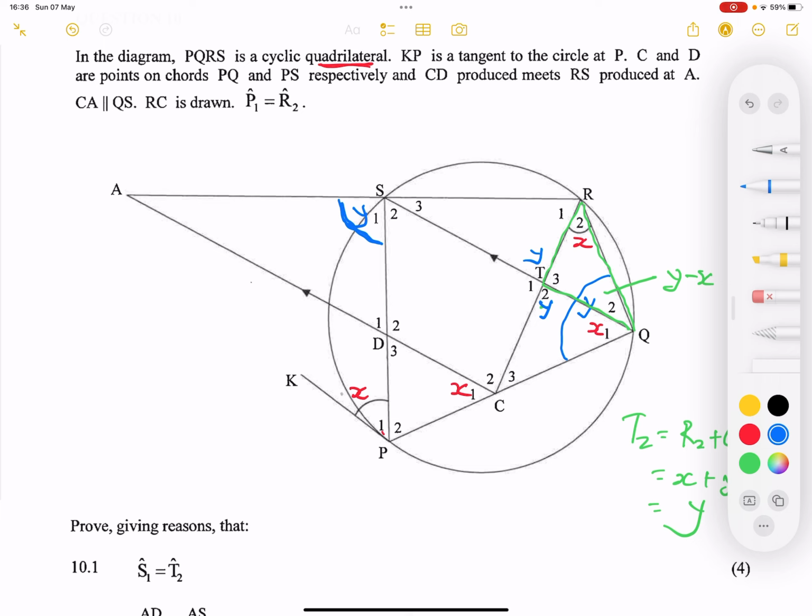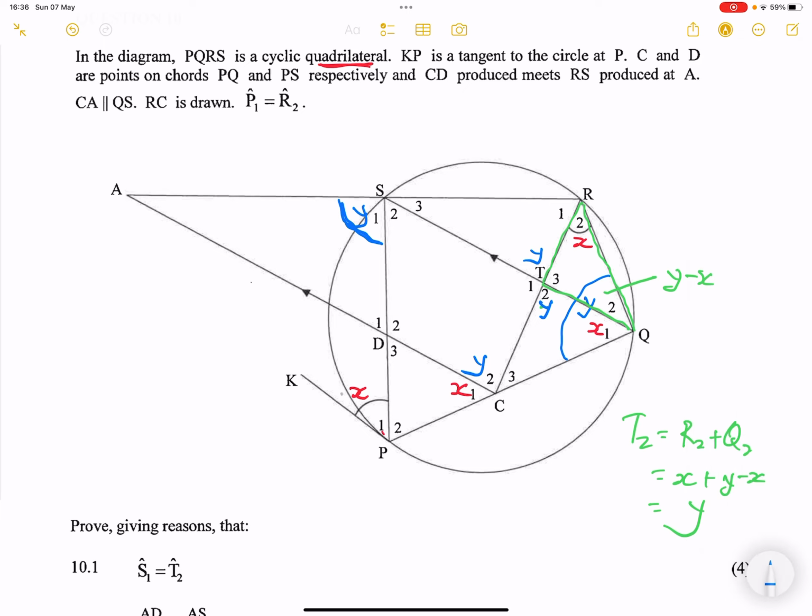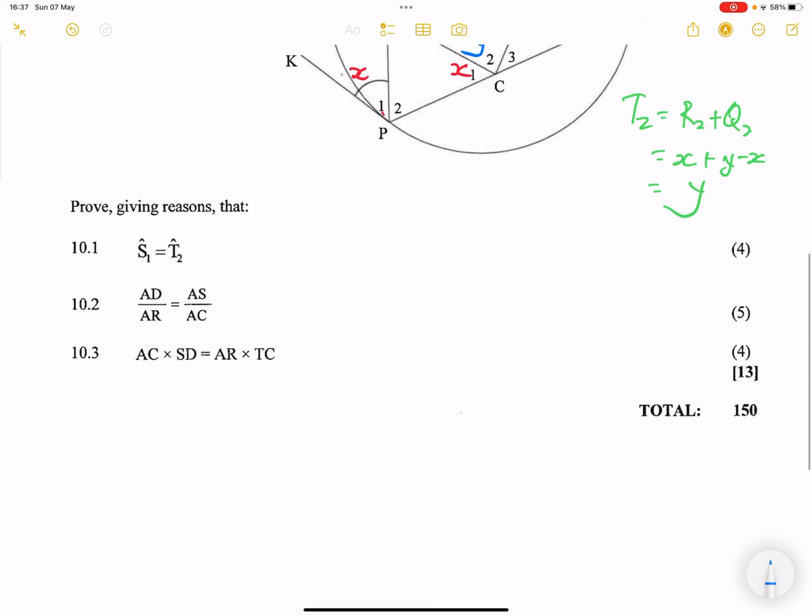And look at that, using corresponding angles, that is equal to Y as well. So I think we've tried to populate as much as we possibly can. Of course, the others will be 180 minus Y's and 180 minus X plus Y, and so on and so forth. Now, let's go on to answer the question.